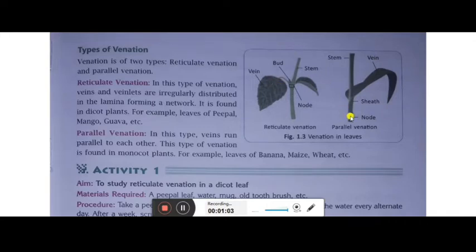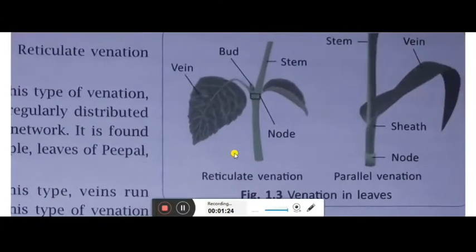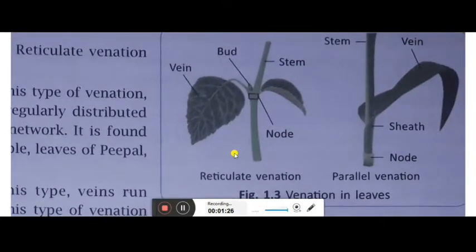And this one is the parallel venation. It is showing here the leaves are directly attached, and the veins are starting from the bottom and end at the tip of the leaf. So this is called the parallel venation. So basically this reticulate venation is found in this kind of leaves, especially in the dicot plants. And parallel venation is seen in the monocot leaves.